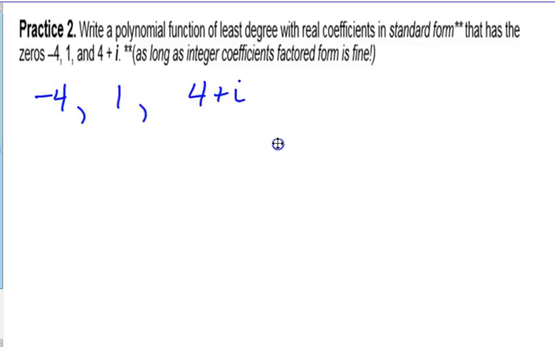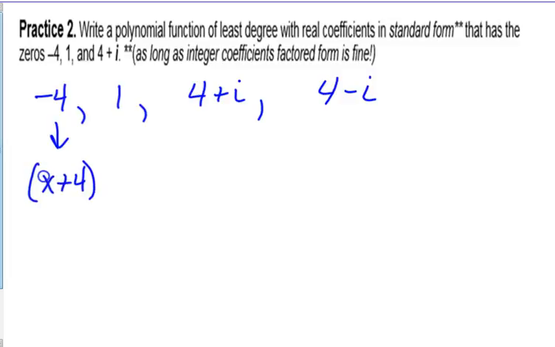No. If it has 4 plus i, it has to also have 4 minus i. So it has to be at least what? Degree 4. All right. It says here, my little stars say, as long as there are integer coefficients, you don't have to go all the way to standard form. So, factors. What does this mean as a factor?